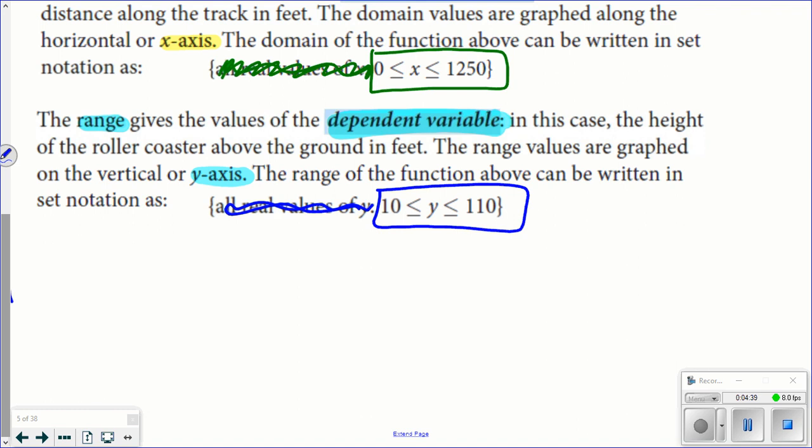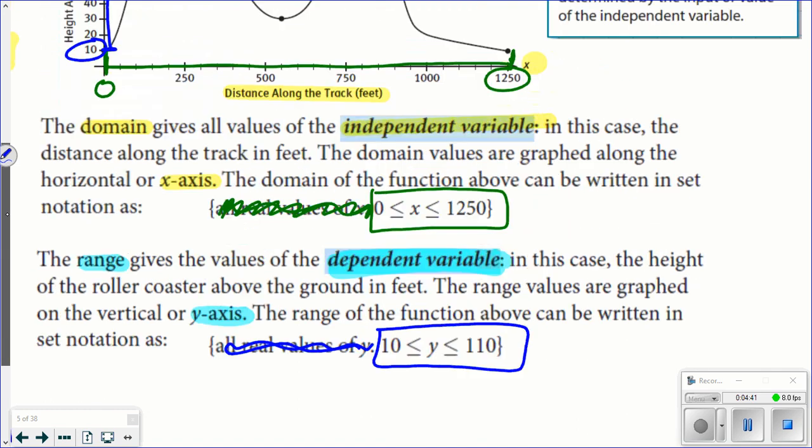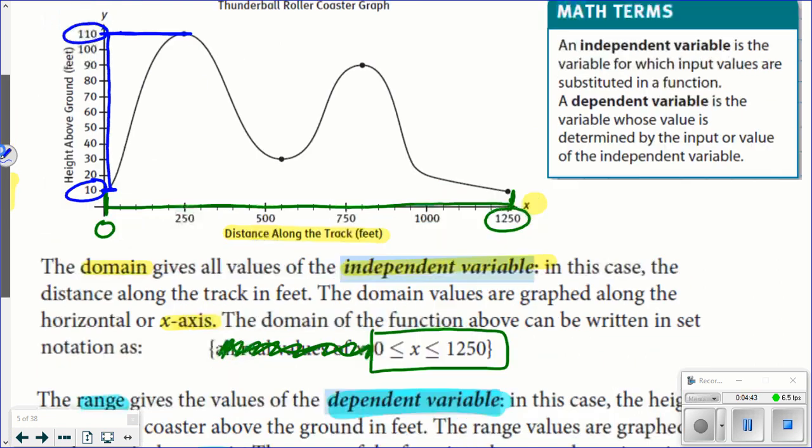If you're looking at the math terms in the My Notes section of your book, it says an independent variable is the variable for which input values are substituted. Independent, input values. Your dependent variable is determined by the input, by the independent variable. Those are our outputs. Okay, so the independent is x, the dependent is y.